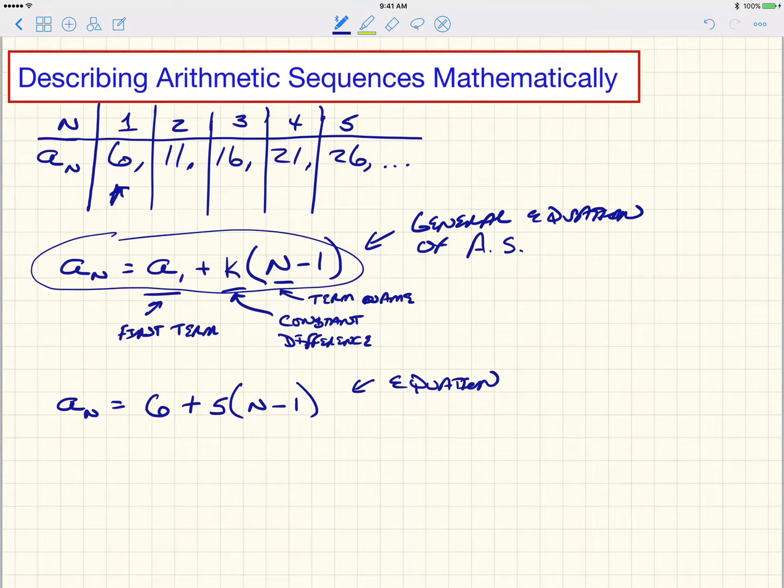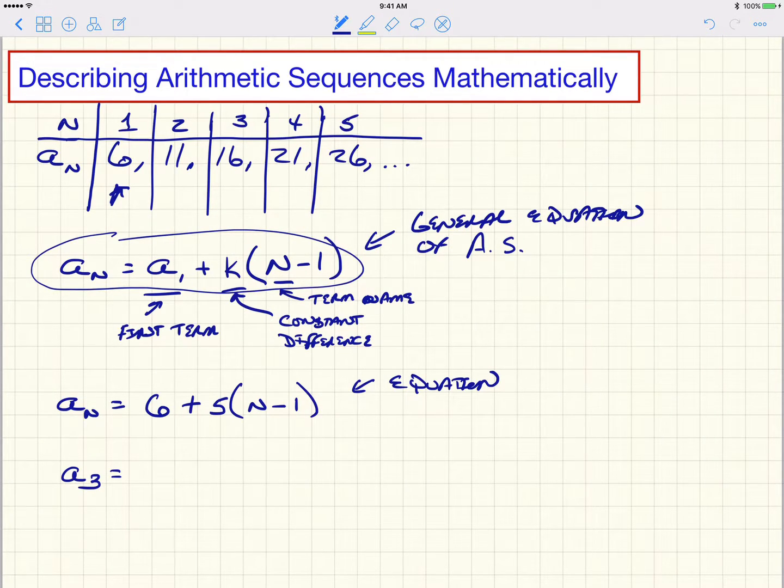Good so far. The next thing that we're going to do is test our equation. Can I identify one of the members of my sequence? Does this equation work? Let's say that I'm looking for the third member of my sequence. I'm looking for A3.